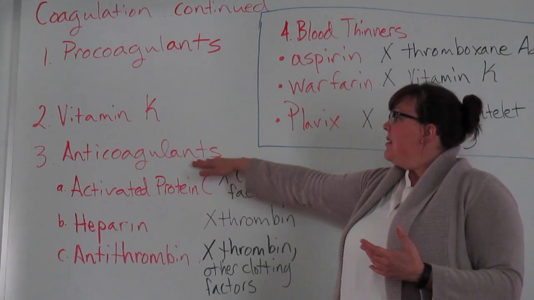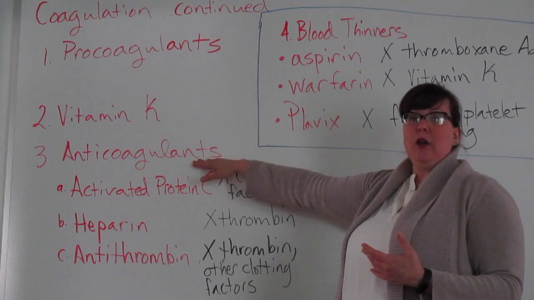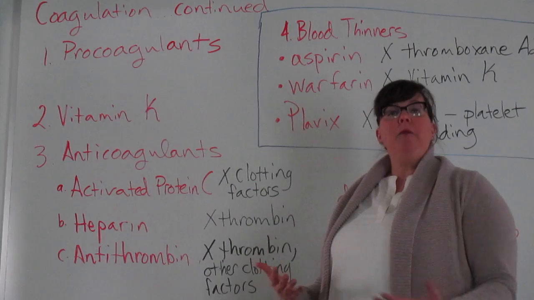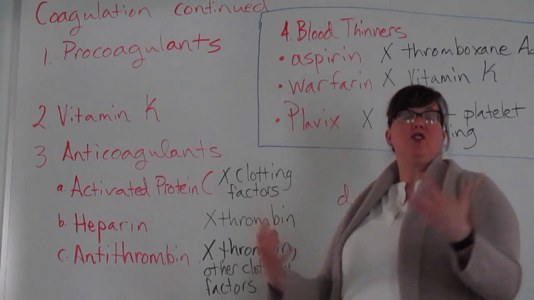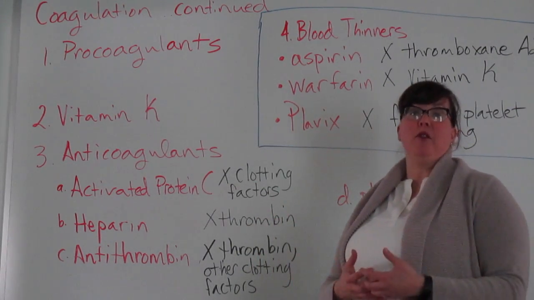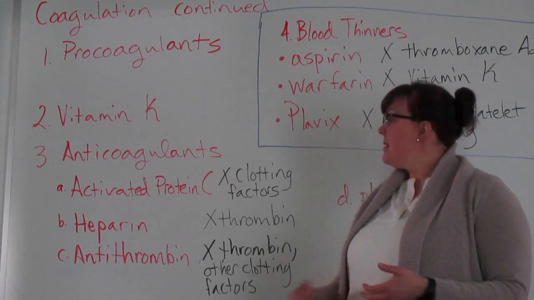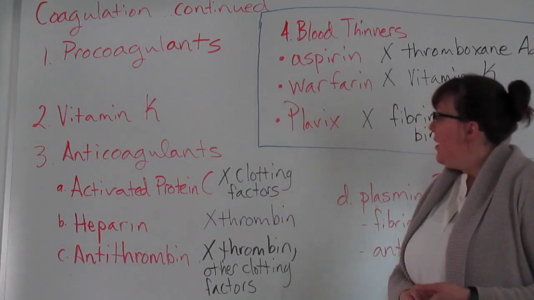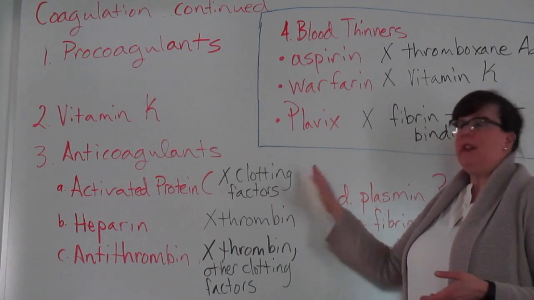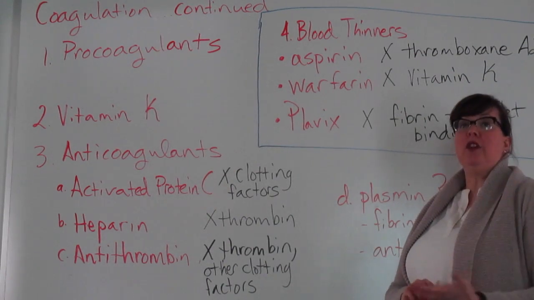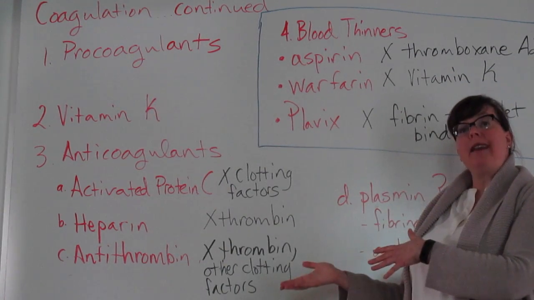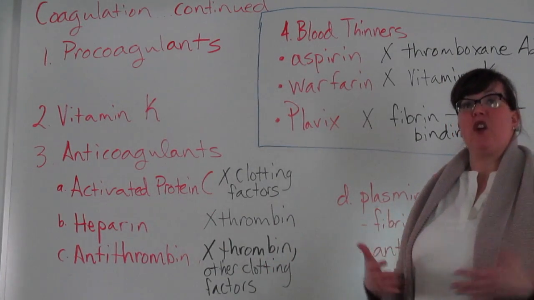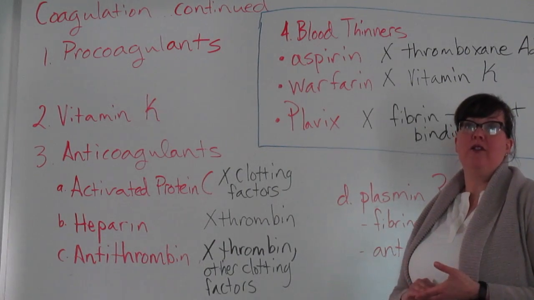Another topic that you need to understand is anticoagulants. These are chemicals that circulate in the body that help the circulatory system control or even stop the formation of inappropriate clots. One of them is activated protein C. This anticoagulant is going to interfere with the activity of several clotting factors. And so by blocking the action of those clotting factors, these cascades are stopped and there's no formation of fibrin.